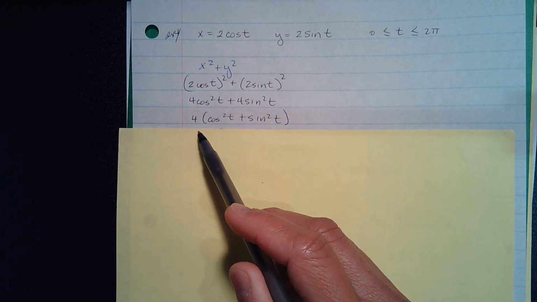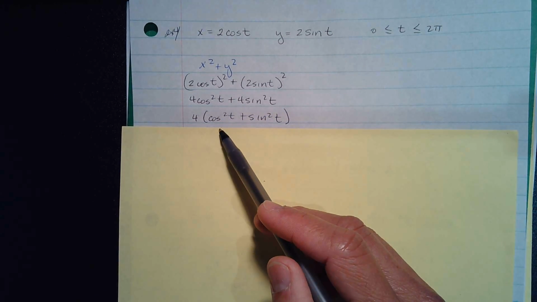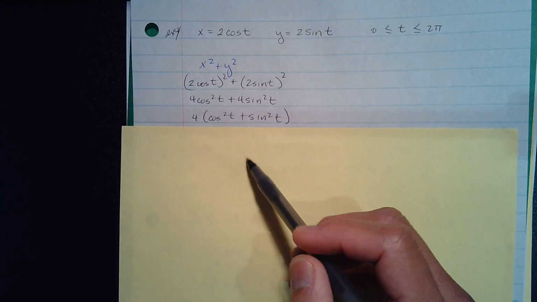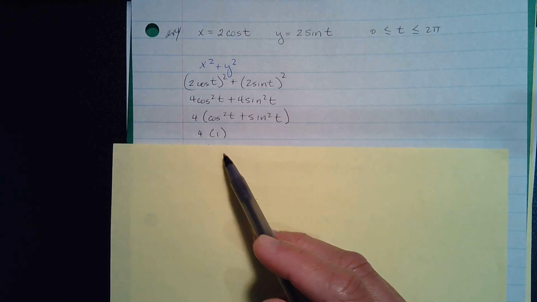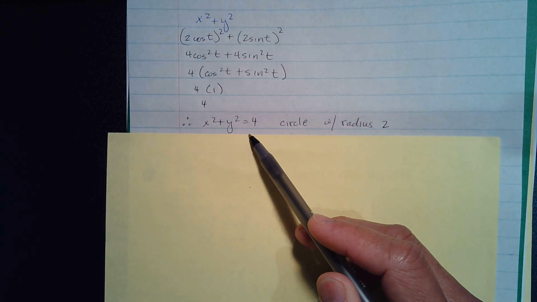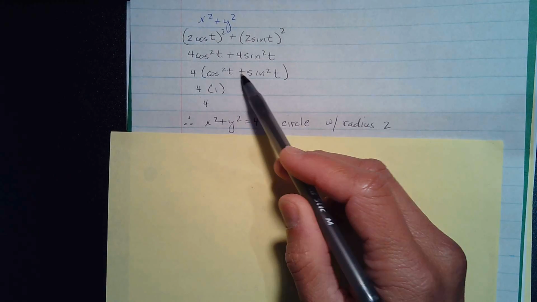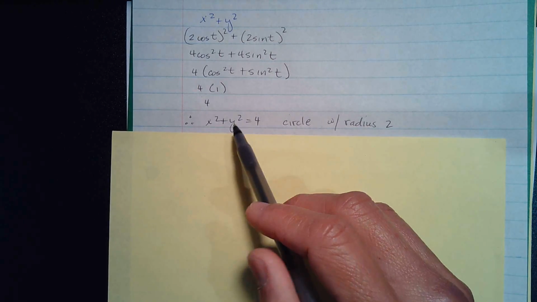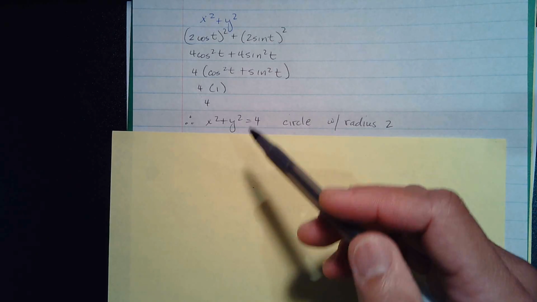Factor out 4, which is our GCF. We have cosine squared t plus sine squared t. Well, isn't this 1 from our Pythagorean identities? So it's 4. So our equation is now x squared plus y squared equals 4. And if you notice, the t's are eliminated already. So we removed the parameter. We eliminated the parameter.